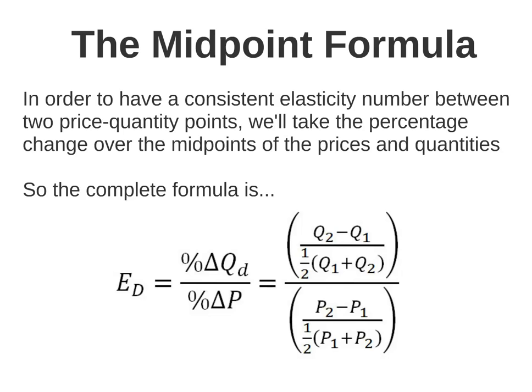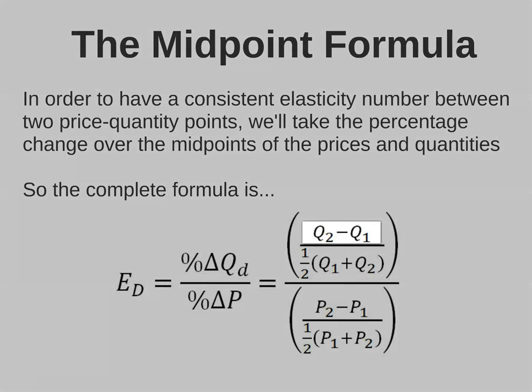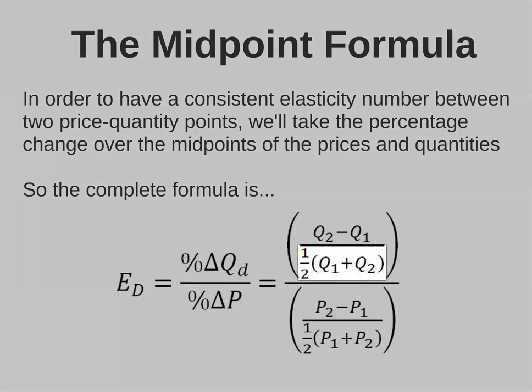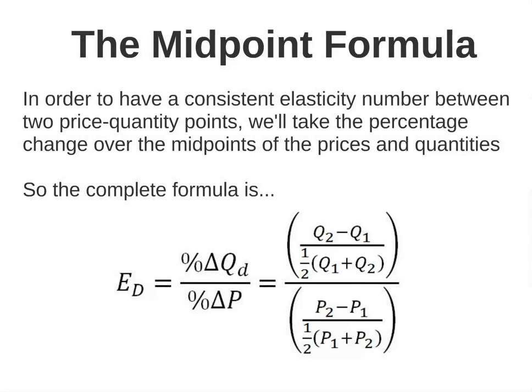For a percentage change in quantity demanded, we're going to take the two quantities on the 2 points on our demand curve and subtract them. So Q2 minus Q1, and then divide that by the midpoint between the two quantities, which is another way of saying divide it by the average of the two quantities. And of course, we get the average of these two quantities by adding them together, Q1 plus Q2, and then dividing by 2 or multiplying by 1/2. So that top component then gives us our percentage change in quantity demanded.